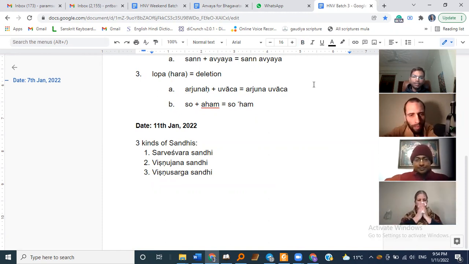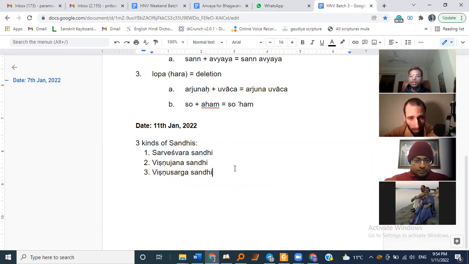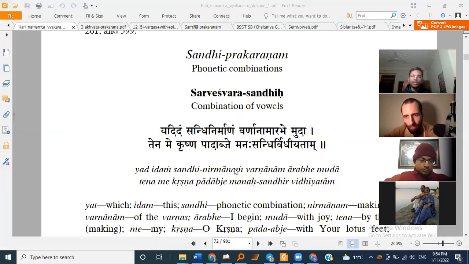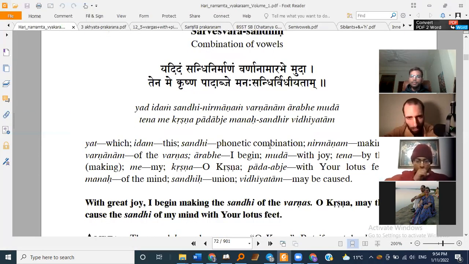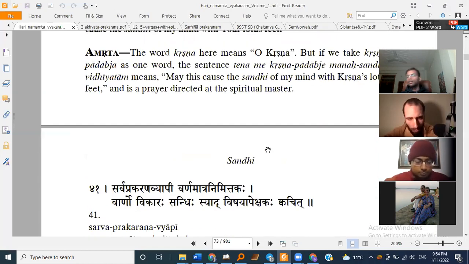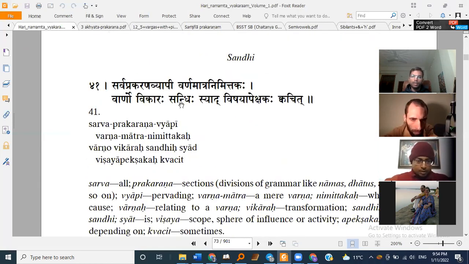Sarveshvara means the vowels, Vishnu Jana the consonants, and Vishnu Sarga is the Visarga. So three kinds of sandhis are there: Sarveshvara Sandhi dealing with the vowels, Vishnu Jana Sandhi dealing with the consonants, and Vishnu Sarga Sandhi dealing with the Visarga. First of all, it starts with Sarveshvara Sandhi. He does some Mangalacharana for it.